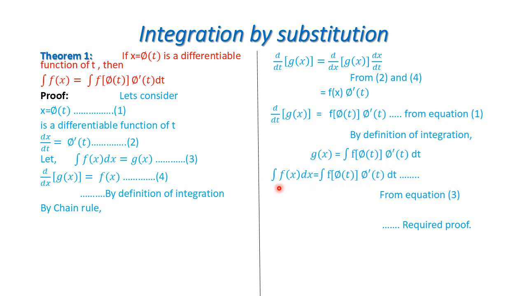And you can see this is our required proof, that is, if x is a function of phi of t and it is a differentiable function of t, then integration of f of x dx is equal to, after substitution, integration of f of phi of t into phi dash of t into dt.